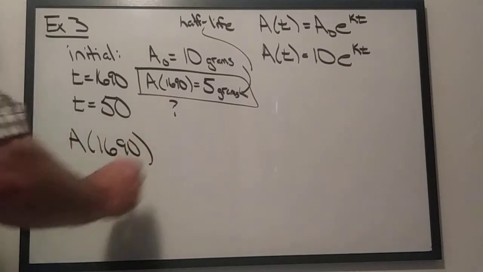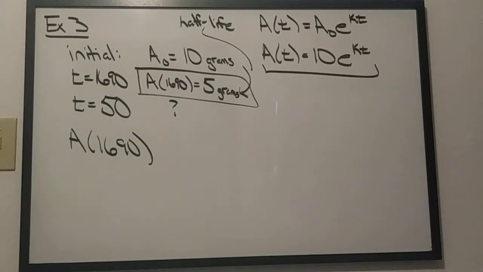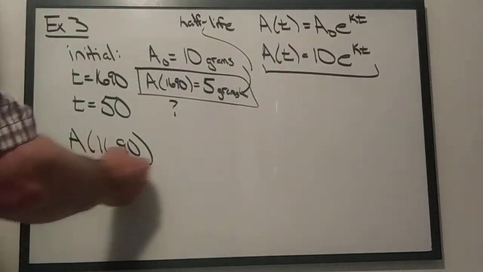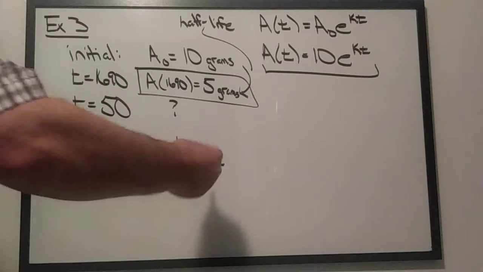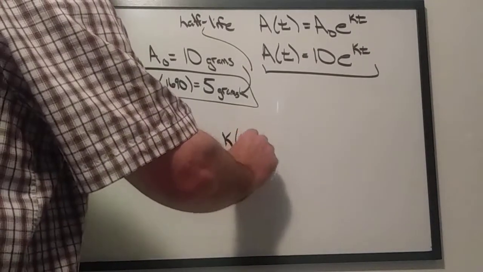1690. Now, as you look at that a of 1690, again, I have 2 different ways of playing with that. I can think about it in terms of the function itself. So let's start with that. A of 1690, I'm going to plug in a t value of 1690. So this is going to be 10 times e to the k t. T is 1690.